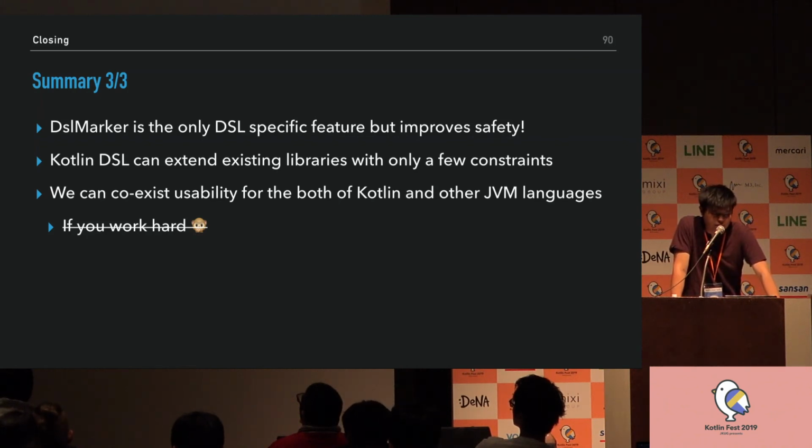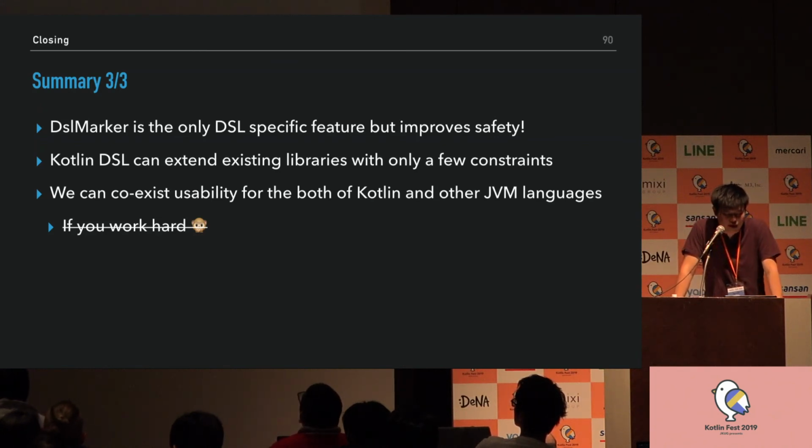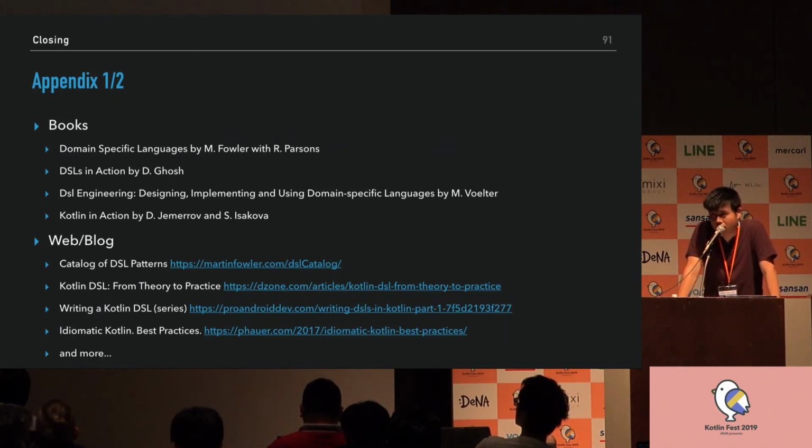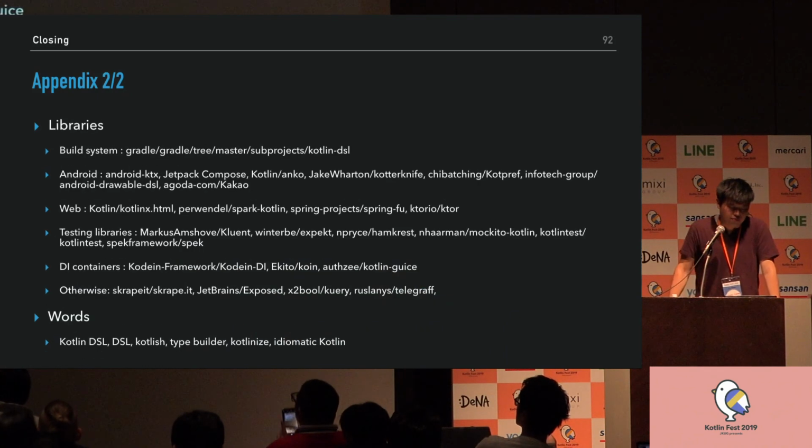We can create a Kotlin DSL for existing libraries with a few constraints like the member visibility issue. And also, we may be able to coexist the usability of both Kotlin and other JVM languages if we work hard. Finally, I gathered links of books, web articles, and libraries which I had referred to or recommend. Please check them later if you have an interest.